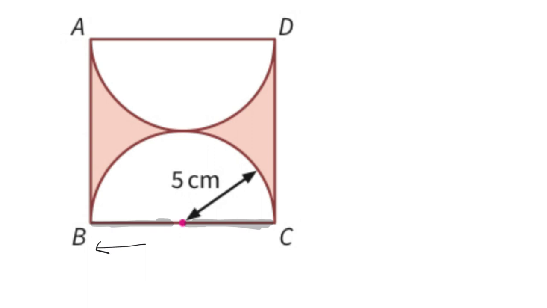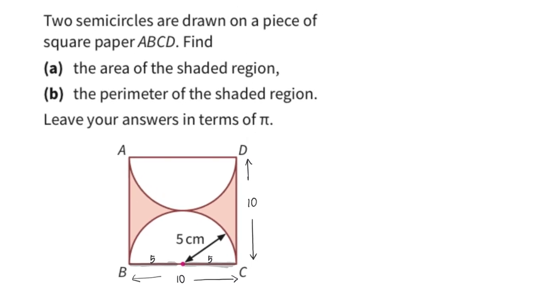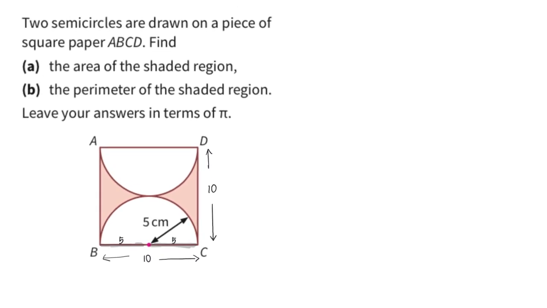length of the square is 5 plus 5, 10 cm. Okay, and because this is a square, it means that the side DC is also 10 cm. Okay, now find the area of the shaded region.